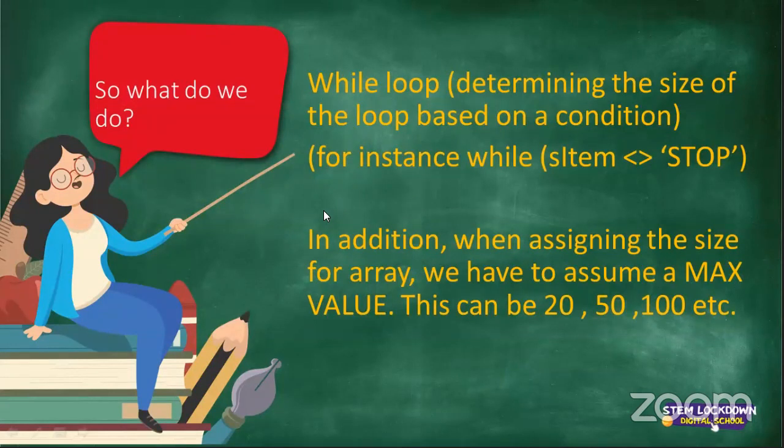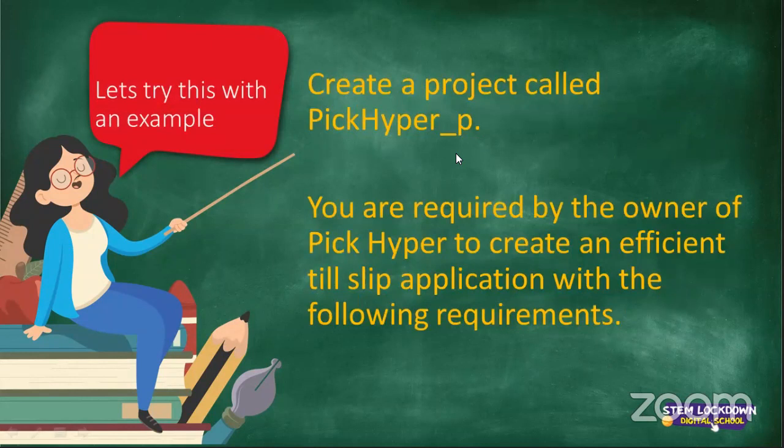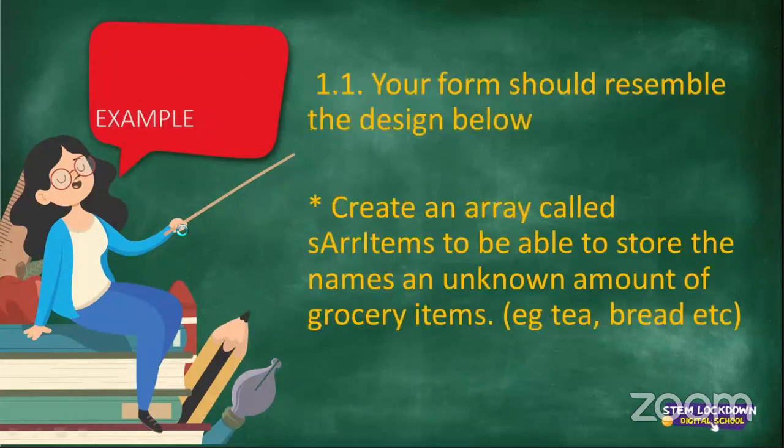Now we're going to try this example, and obviously we'll have some time for questions at the end. Create a project called pickhyper underscore p. You are required by the owner of the pickhyper to create an efficient till slip application with the following requirements. Let's see what we are required to do. Your form should resemble the design below.